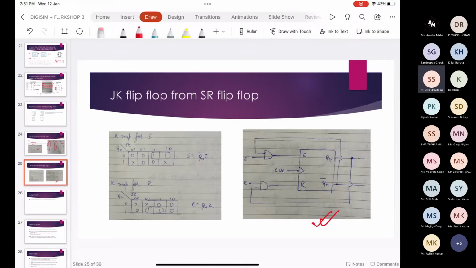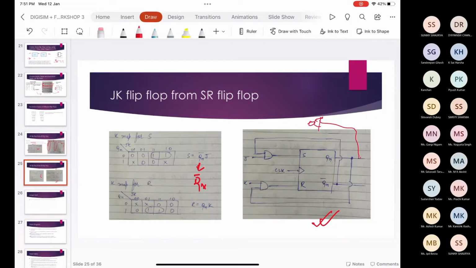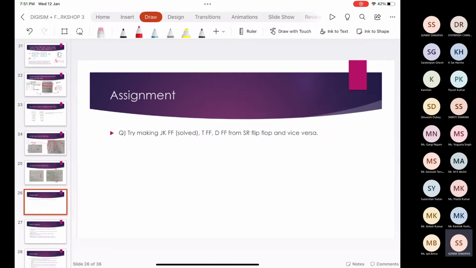As you can see, here is Qn bar. Don't ever try to take Qn and do its complement for this purpose. Always take Qn complement from here whenever the equation requires it. For better understanding of the excitation table and characteristic table of every flip-flop, try doing this as your homework.